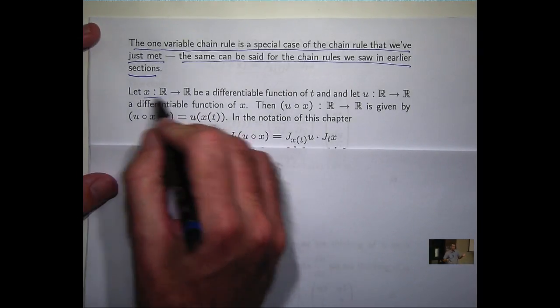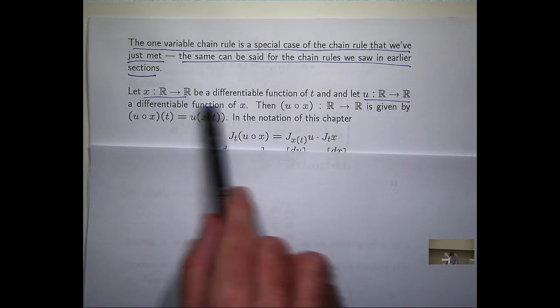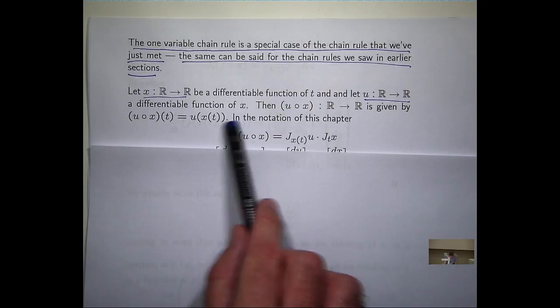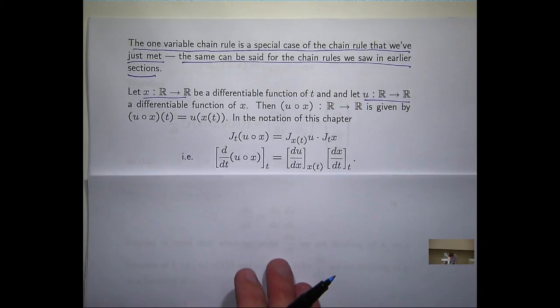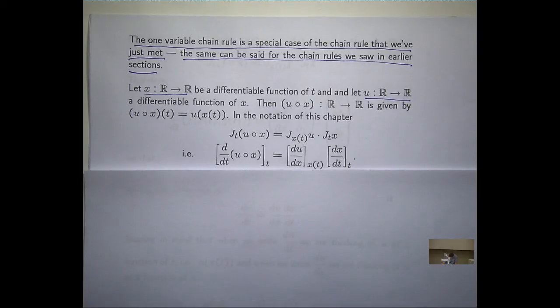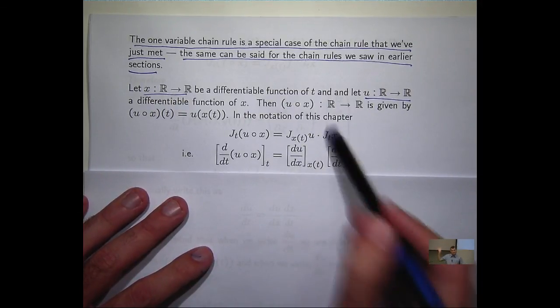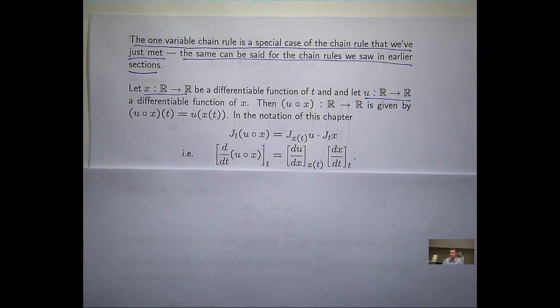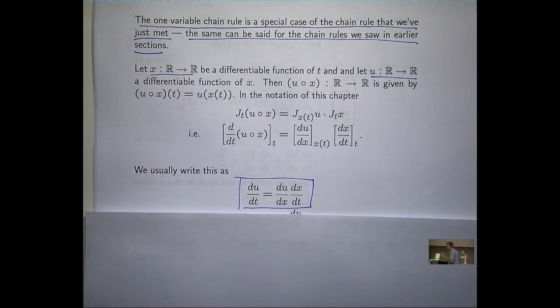Functions of one variable. So u is a differentiable function of x, x is a differentiable function of t, then the composition is given by this. Now, in the notation of this section, if you wanted to calculate the derivative with respect to t, that's just the Jacobian. On the left-hand side, I've got this. And on the right-hand side, this is just du/dx, and this is just dx/dt. This is how we usually write it when learning calculus, implicitly assuming that u is a function of x and x is a function of t.